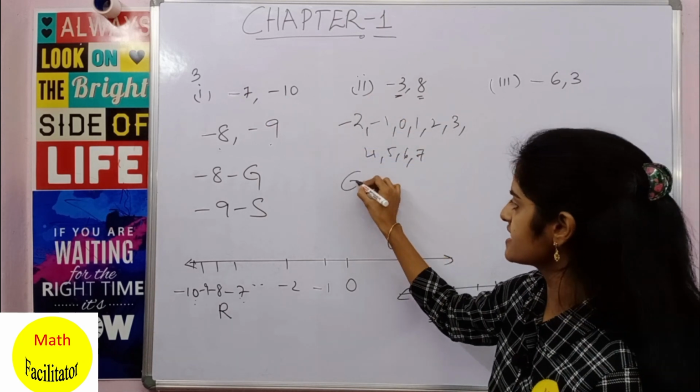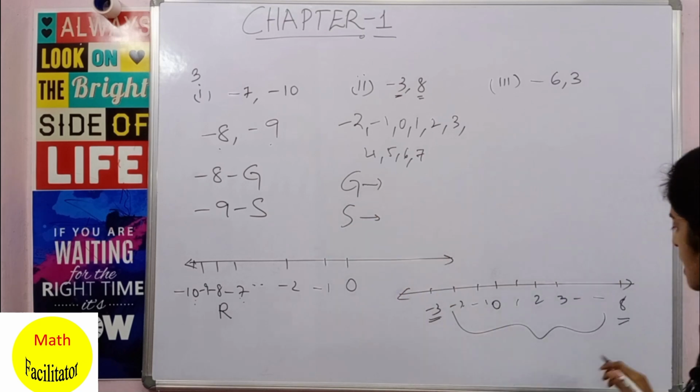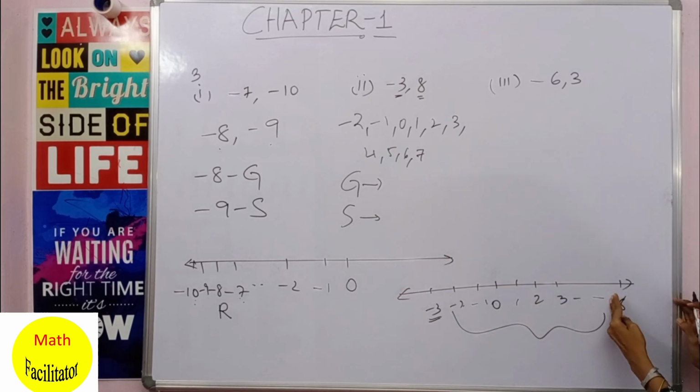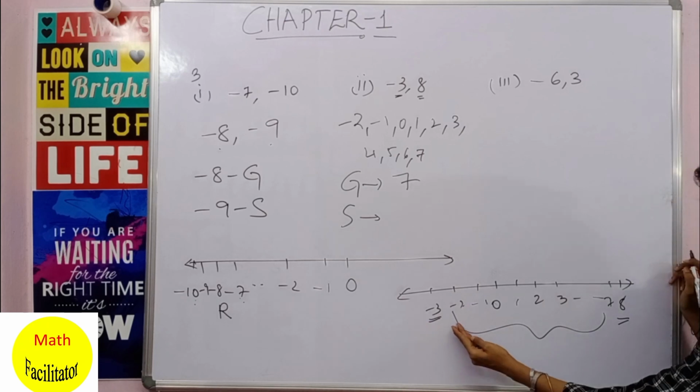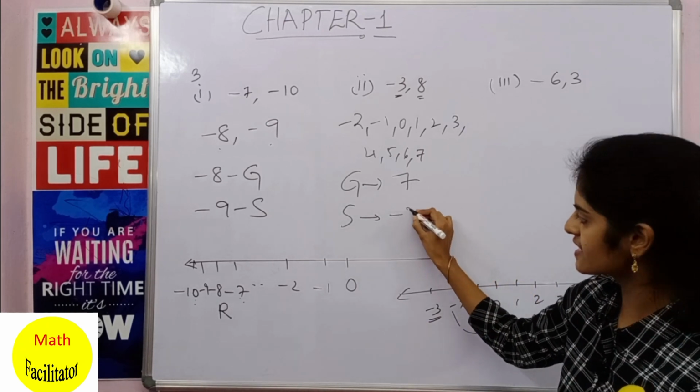Now, which is the greatest and which is the smallest? The number to the right is always greatest. Now, you can see 7 is to the right of all these numbers. So, 7 is greatest. Now, the number to the left of all these numbers is minus 2. So, this is smallest.